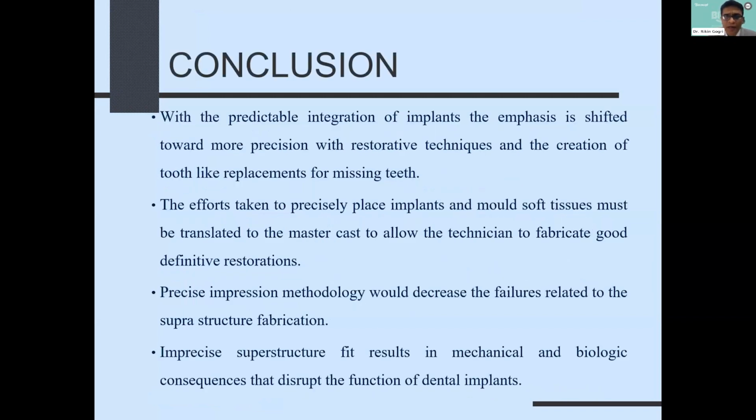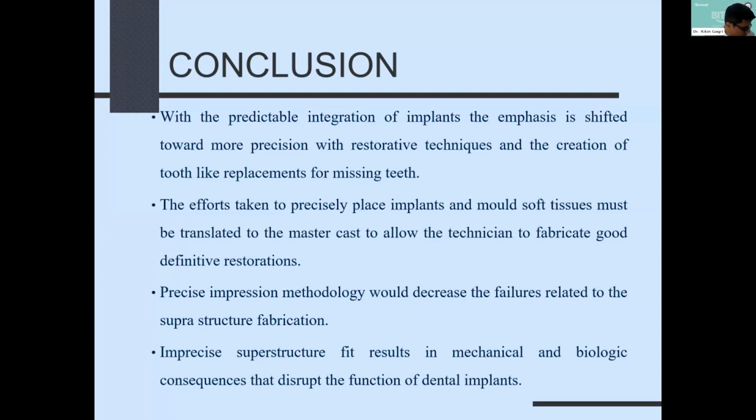Conclusion. With the predictable integration of implants, the emphasis is shifted towards more precision with the restorative techniques and the creation of tooth-like replacement for missing teeth. The efforts taken to precisely place implants and mold soft tissues must be translated to the master cast to allow the technician to fabricate good definitive restorations. Precise impression methodology would decrease the failures related to the suprastructure fabrication. Imprecise superstructure fit results in mechanical and biological consequences that disrupt the function of the dental implants.